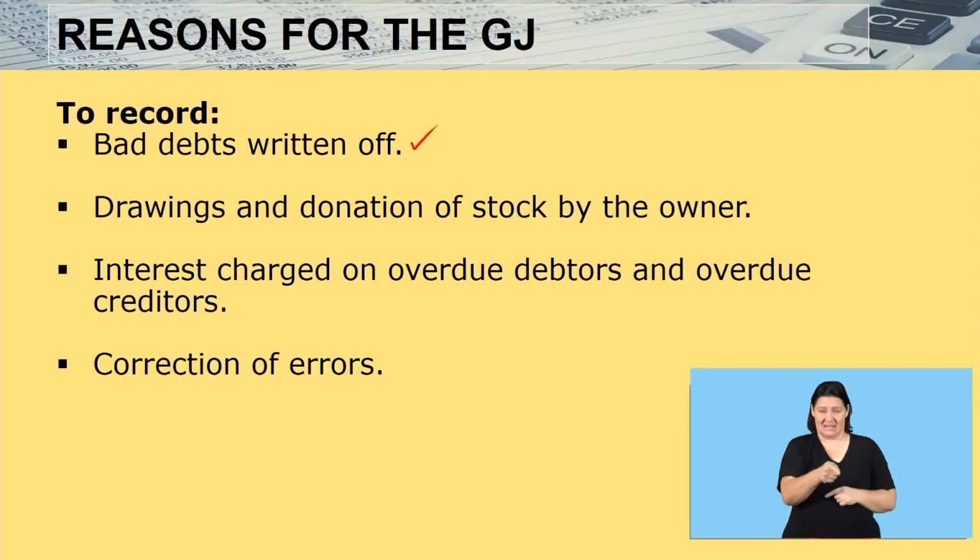Now, dear learners, it is very important that you get to understand that when we prepare the general journal, it has its specific purpose, and that these are some of the reasons that I've listed here. And you need to understand, the moment you have bad debts, where does it go? Drawings and donations, where do they go? When interest is charged on an overdue debtors account or interest on an overdue creditors account, where is that going to be recorded? It all goes to your general journal.